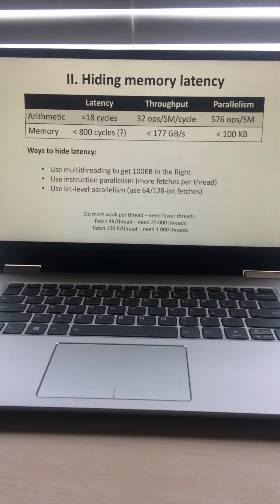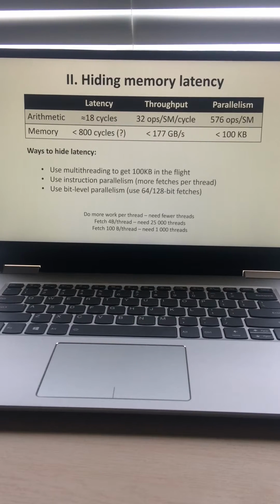This could be done in 3 ways: either by multi-threading, or by using instruction level parallelism, that is, more fetches per thread, or by using bit level parallelism. Now more fetches per thread means that we are doing more work per thread, and so we need a lesser number of threads to achieve the same. For example, if we are fetching 4 bytes per thread, then we need somewhere around 25,000 threads to get 100 kilobytes in flight. And if we are fetching 100 bytes per thread, then the same work can be done by only 1000 threads.